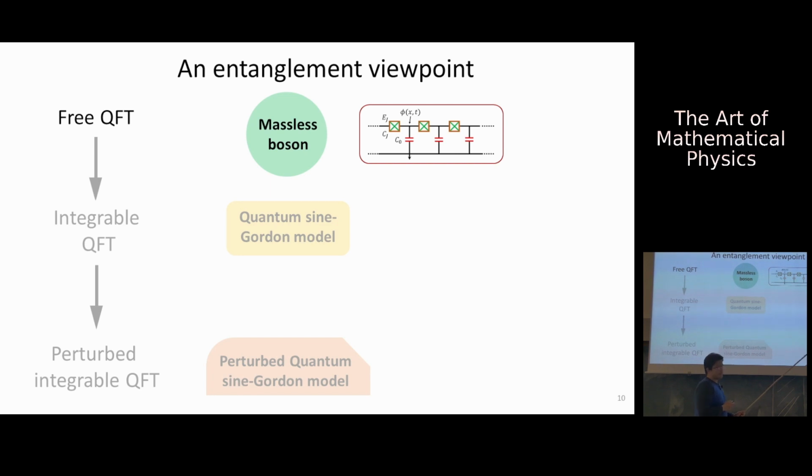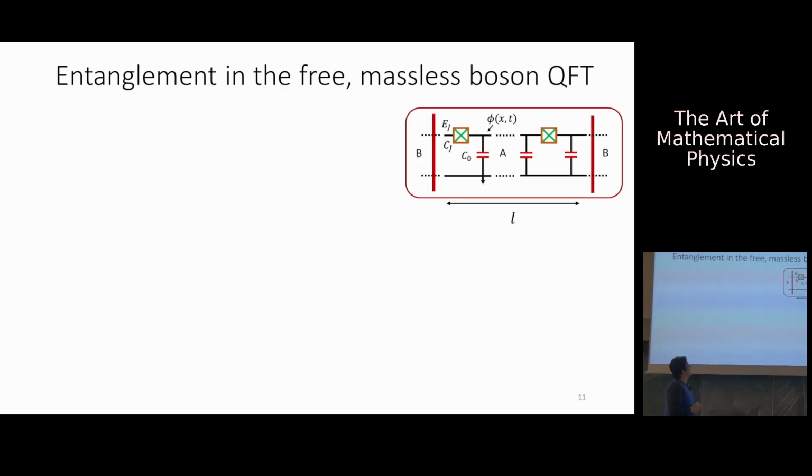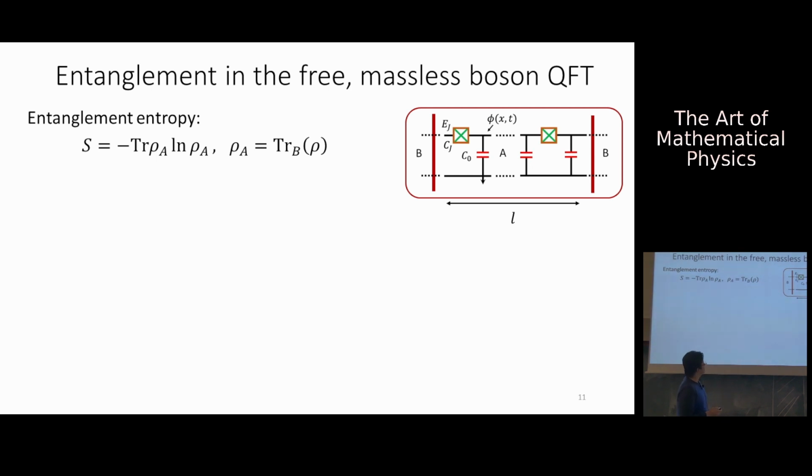And so the free boson. So the question is rather simple. How can we quantify entanglement of a block of size L of this one-dimensional circuit with the rest of the system? So one of the natural candidates is the von Neumann entropy, and we are looking at the ground state at zero temperature, so it's all entanglement entropy.